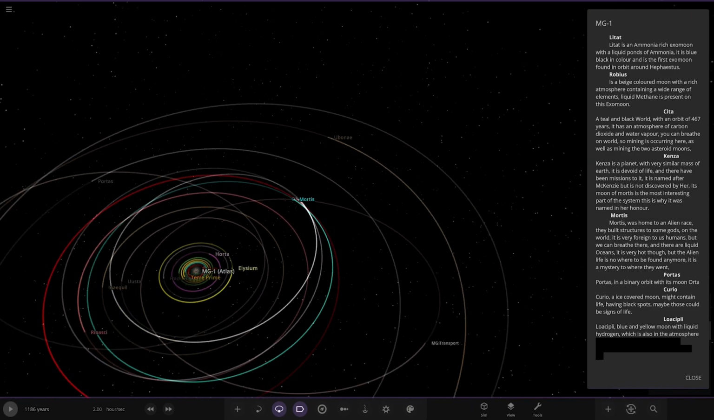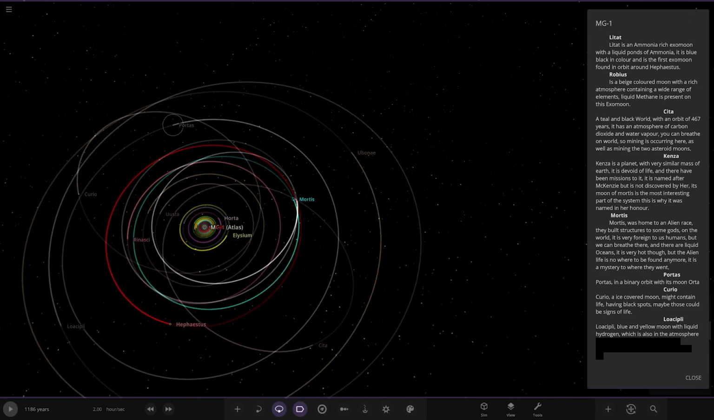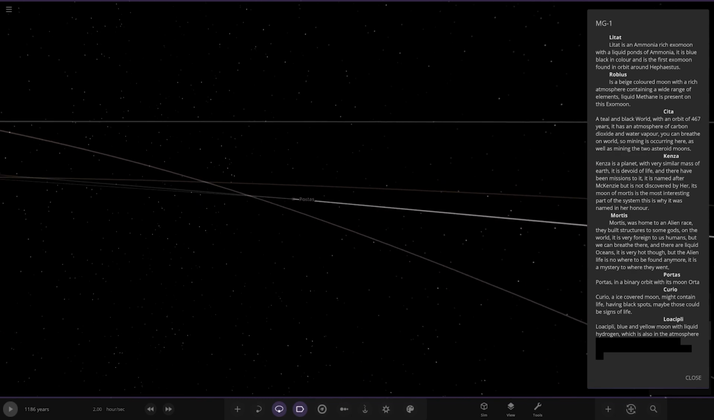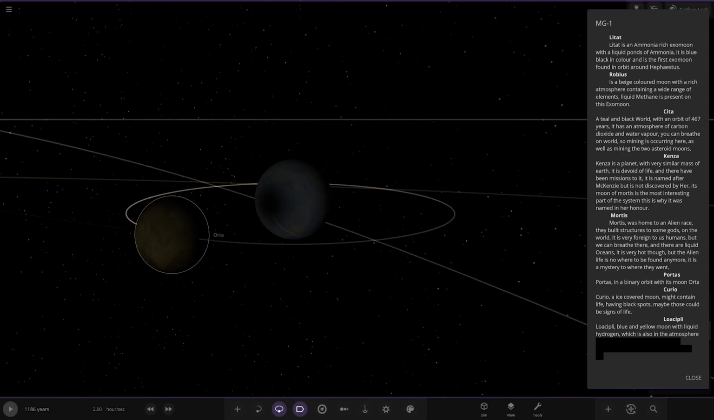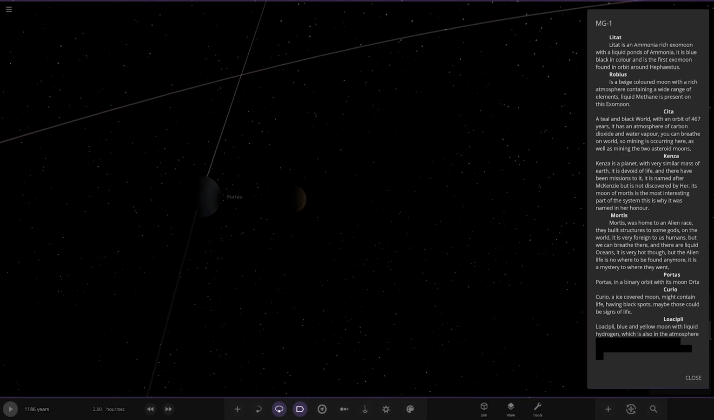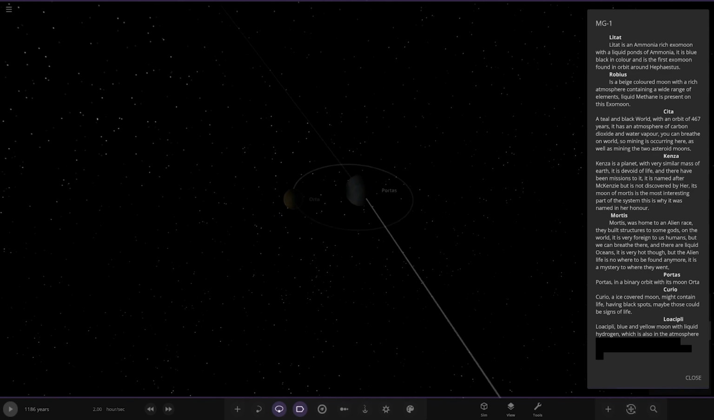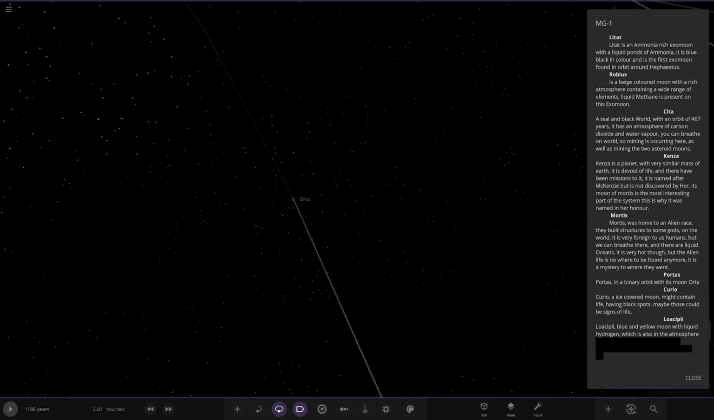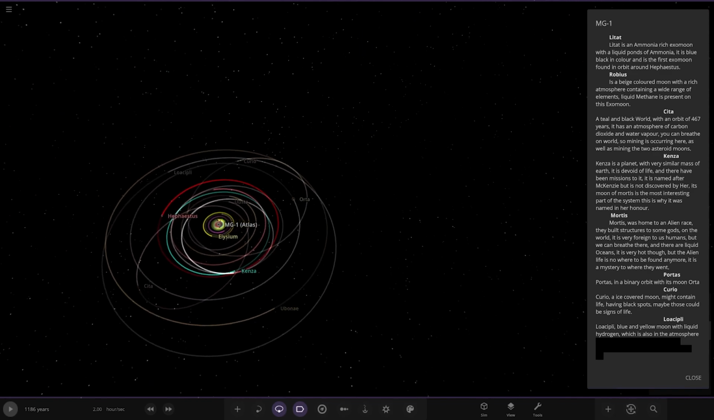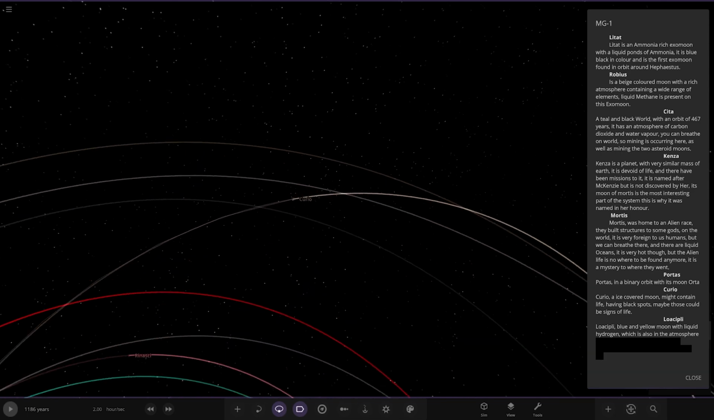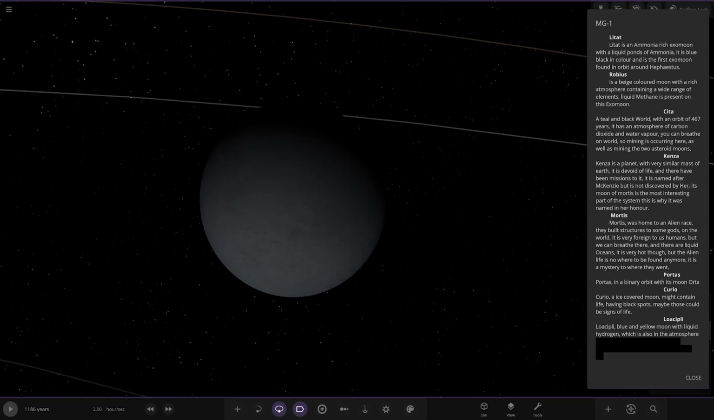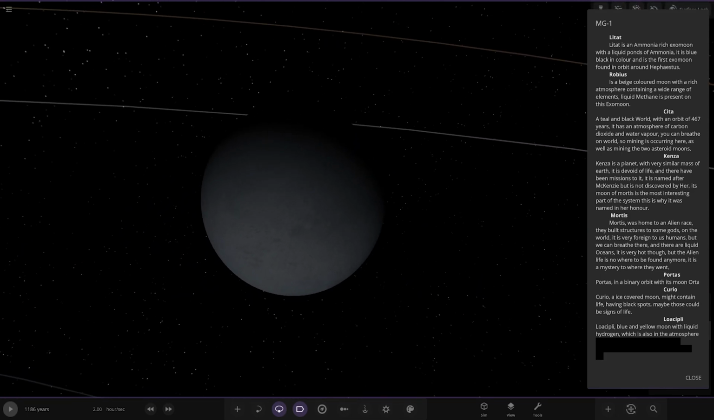Next up we've got Portas. Over here. Brand new orbit with its moon Orta. Very close together, aren't they? Wowee. Okay. Then we have Curio. I've just noticed there's a bit of hidden text. What is that? Ooh, I just saw something pop up there. An ice covered moon might contain life. Having black spots, maybe those could be the signs of life.